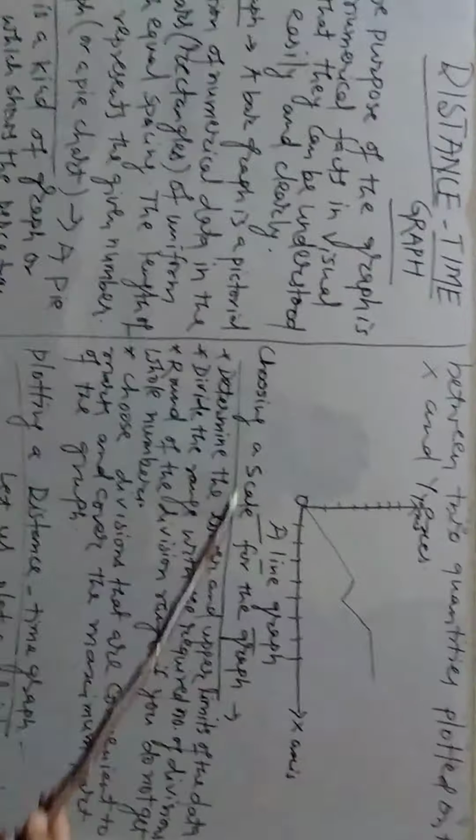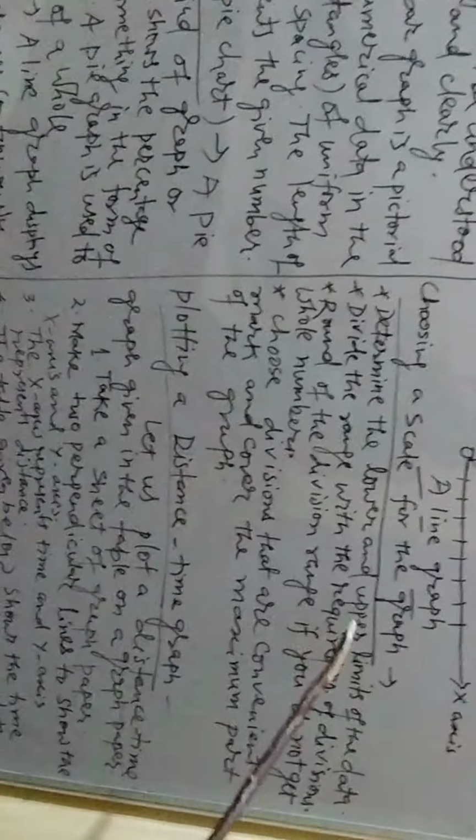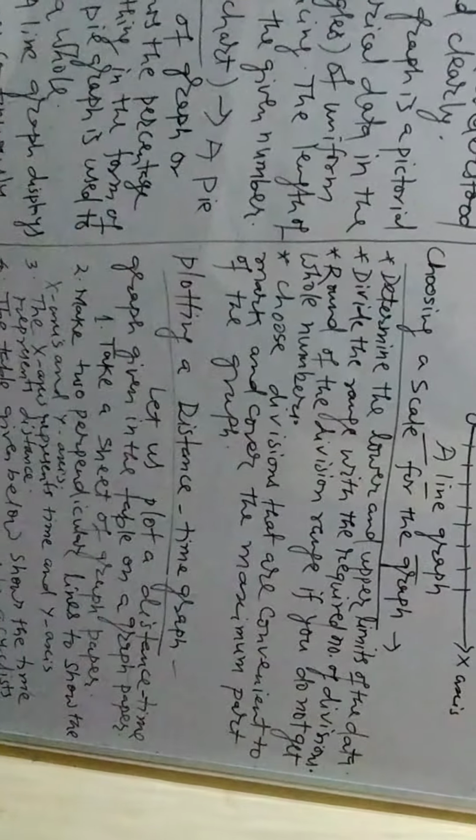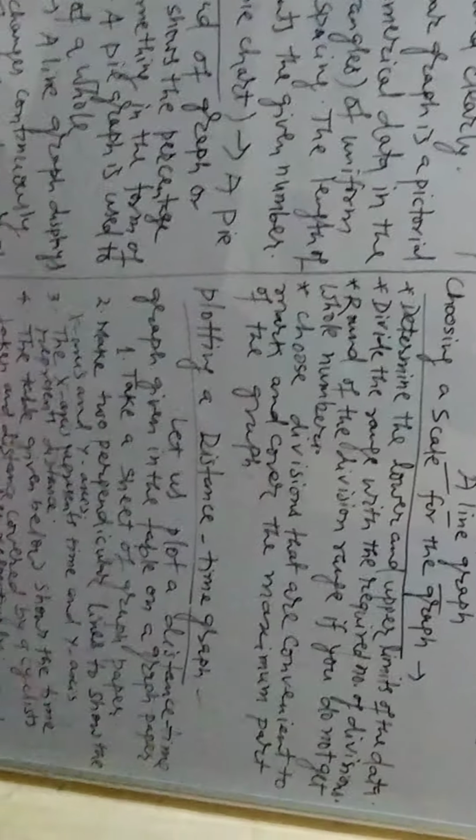What to do for making a graph? Choosing a scale for the graph. Number 1, determine the lower and upper limits of the data. Second, divide the range with the required number of divisions. Third, round off the division range if you do not get whole numbers. Next, choose divisions that are convenient to mark and cover the maximum part of the graph.